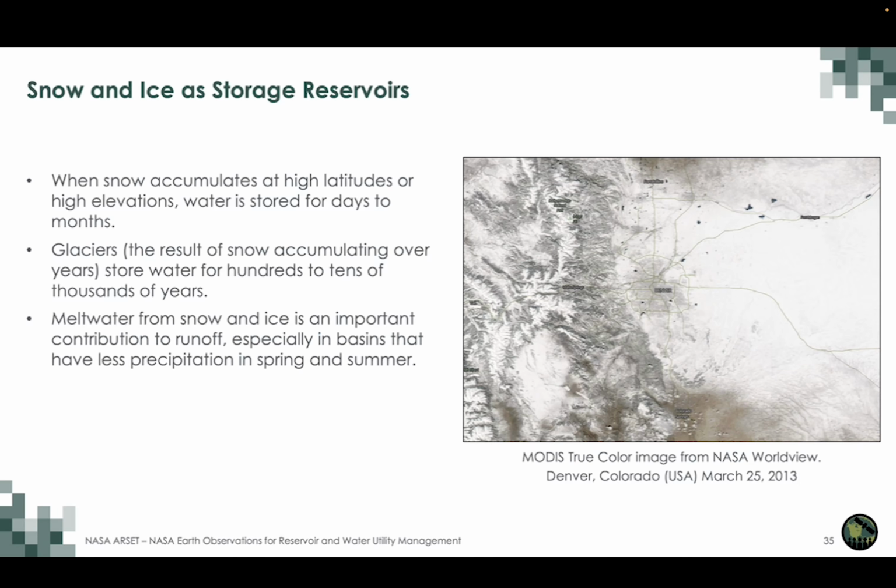To give you a visual sense of the scale, the image on the right is a MODIS True Color image from NASA Worldview. It shows the extensive snowpack across the Rocky Mountains near Denver, Colorado, just ahead of the spring melt season in late March 2013. Monitoring the full extent of the snow cover is essential. It directly drives the seasonal runoff forecasts that water managers rely on to balance water supply, manage flood control, and plan hydropower generation throughout the rest of the year.